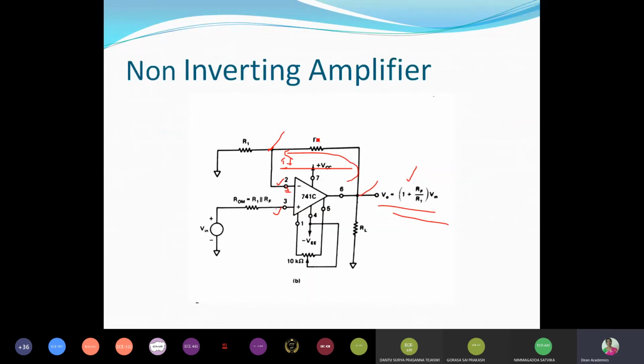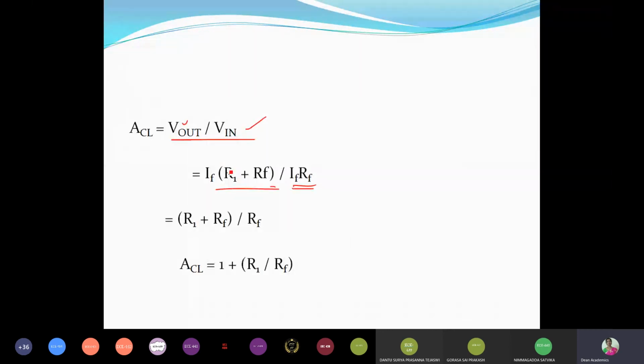So this is the voltage drop across this, and this is the total voltage drop V naught, and therefore you can further simplify this. You will get IF cancelled and R1 by RF plus 1. So that is 1 plus R1 by RF, the closed loop gain for your non-inverting amplifier.